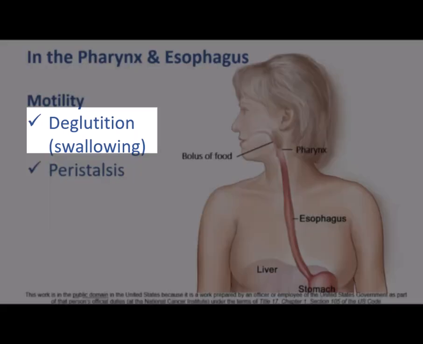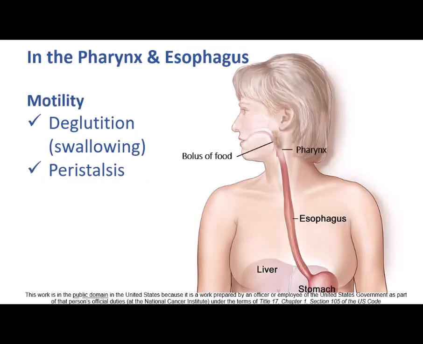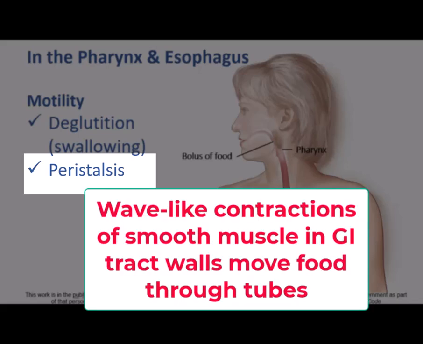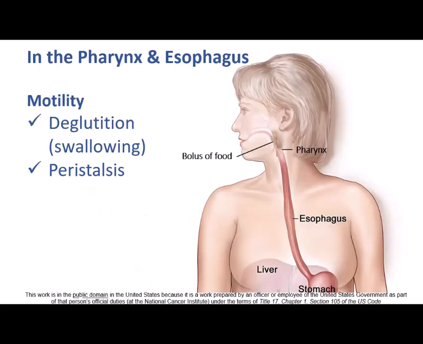Deglutition, that's the fancy term for swallowing, moves the bolus of food into the pharynx, and from there it enters the esophagus. These are just tubes. They connect the mouth to the stomach. The only process here is motility in the form of peristalsis. Peristalsis involves waves of contractions of the smooth muscle in the walls of the GI tract organs.